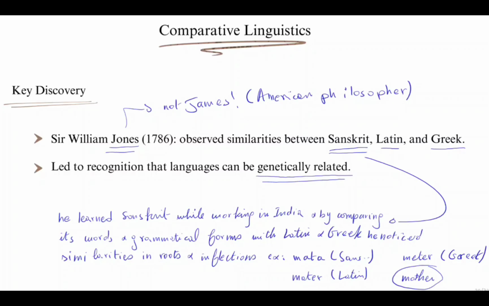inflections. For example, mata in Sanskrit, mater in Greek, and mater in Latin, and they all refer to the same meaning or English word mother. All right? This led to recognition that languages can be genetically related.